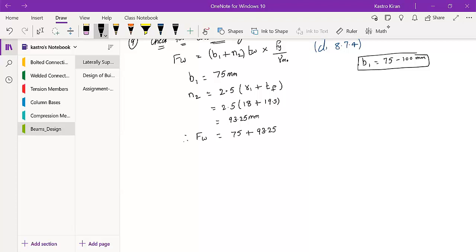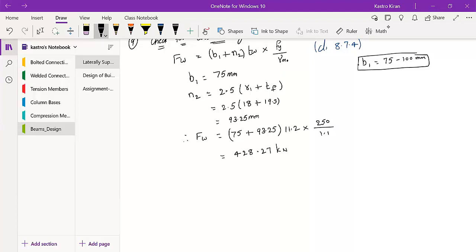Therefore, the force in web equals B1, which is 75 mm, plus N2, which is 93.25, into TW, the thickness of the web, 11.2, into Fy by gamma M0, that is 250 by 1.1. If you solve this, the value is 428.27 kilonewtons. And you have to verify whether this value is within the safe conditions or not.